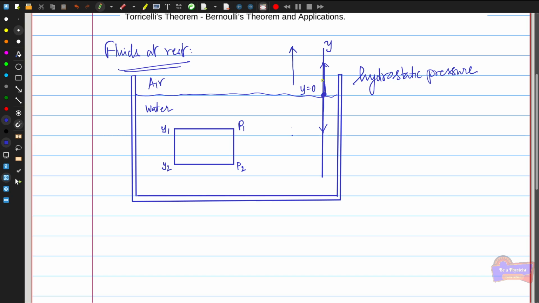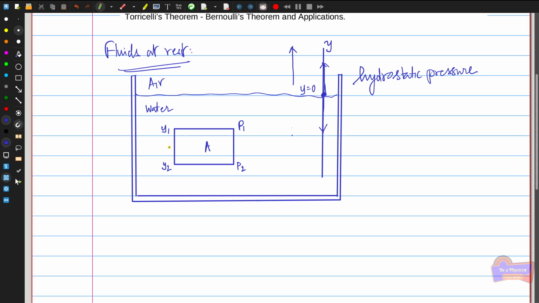And if you're moving above this axis, above this reference point, then as I told you, that is a positive valued increase, and if you're moving downwards, then it's a negative y direction. So next, I'm going to take a small area of this water, an imaginary layer of water which has a horizontal base with the area A.